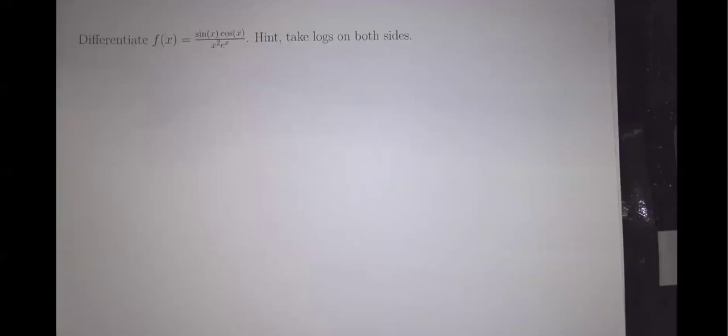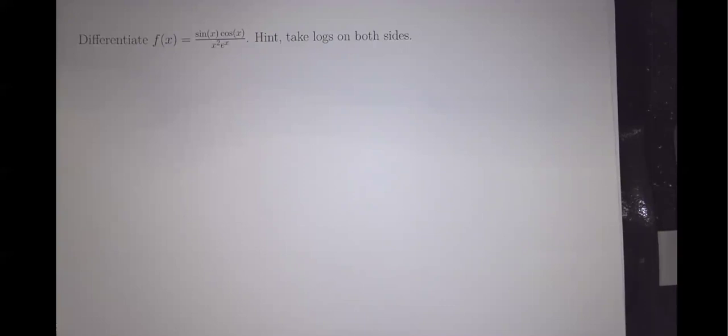In this example, we want to differentiate f of x, and f of x is a quotient of functions, and both the numerator and denominator are products. So we're going to have a quotient rule where the derivative of the top and the derivative of the bottom are going to involve product rules.